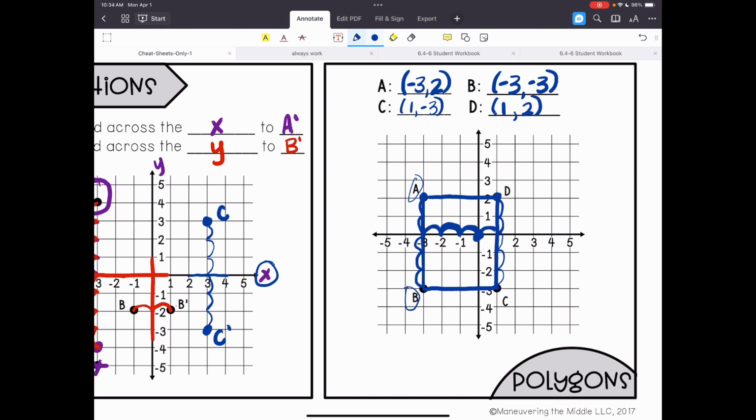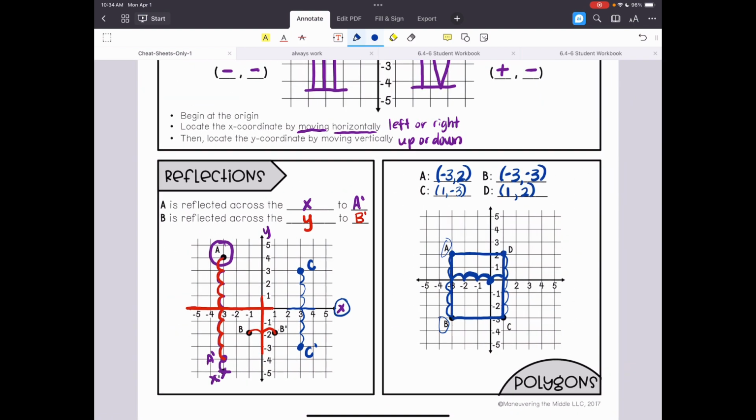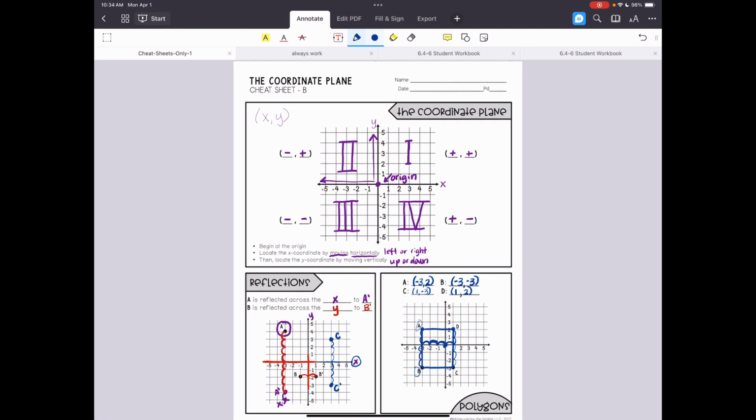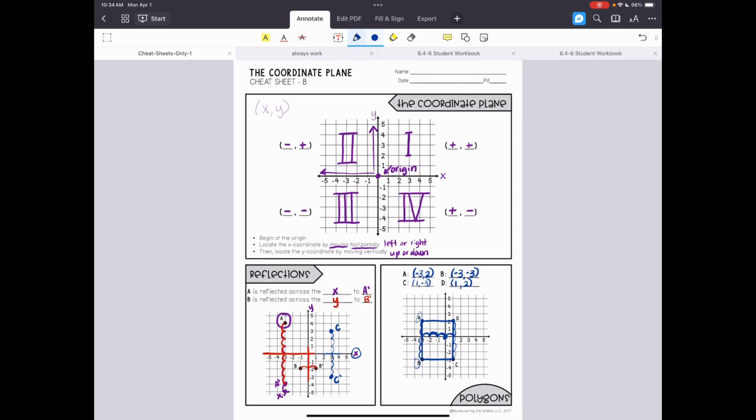Okay, so those ordered pairs, they're like directions. They tell us how far do I travel left or right, and then how far do I travel up or down to get to my location. So that's just a quick overview of the coordinate plane. Now you can go on to practicing.